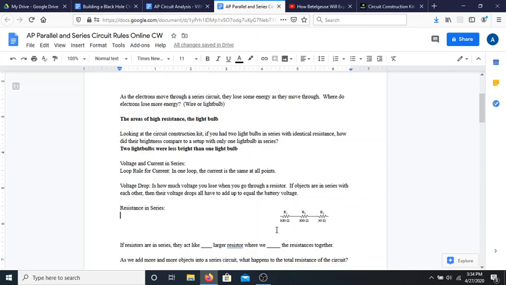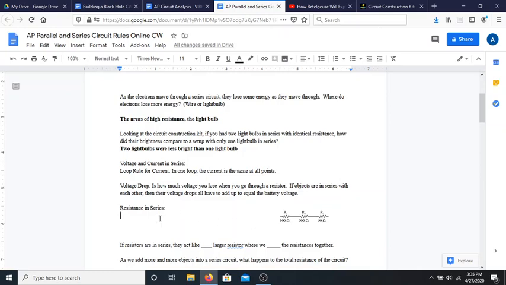I can either break it up, and my electrons can pay a little bit of energy here, a lot of energy here, a medium amount of energy here, and get all the way to the end. Or you could reimagine it as, instead of three resistors, one much larger resistor. Instead of paying three separate tolls, I just pay one much larger toll that's the same as the three together. And that's what happens when you put resistors in series.